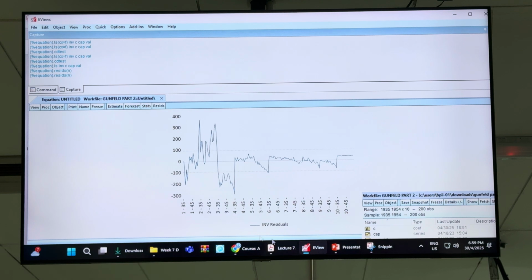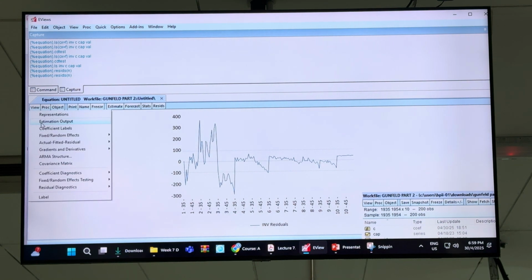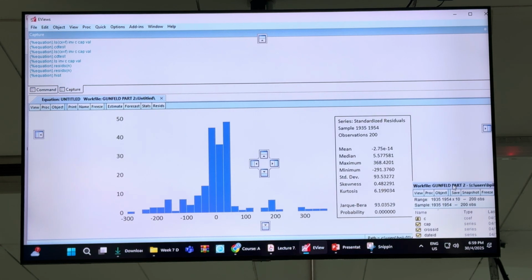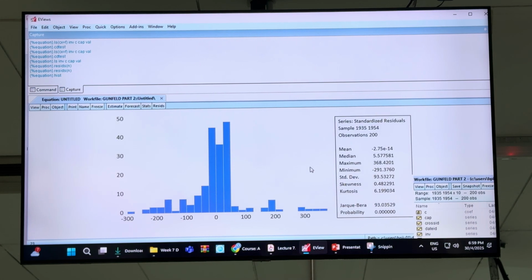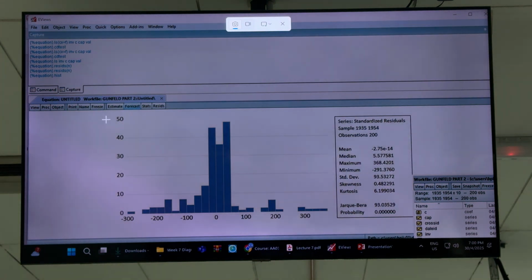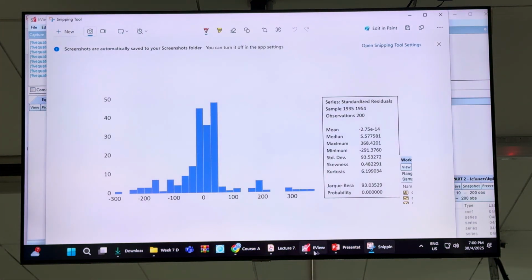For the normality plot, you can go to View here, then go to Diagnostics for the residual. You can click on the histogram for this normality plot. This normality plot was proposed by Jarque-Bera to see whether the residual follows the normal distribution or not. It is based on the skewness and kurtosis. Skewness has to be near 0, and kurtosis near 3, in order for the residual to be normally distributed, right? So based on this Jarque-Bera statistic, what can we observe here? Maybe I make it bigger. This is the normality plot.